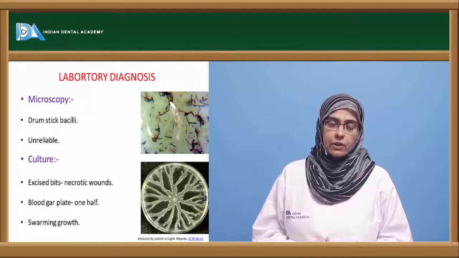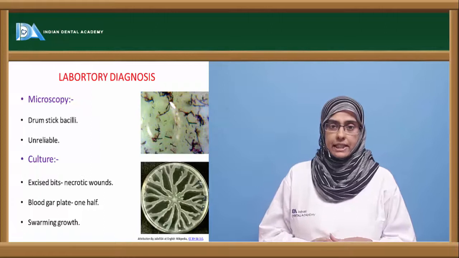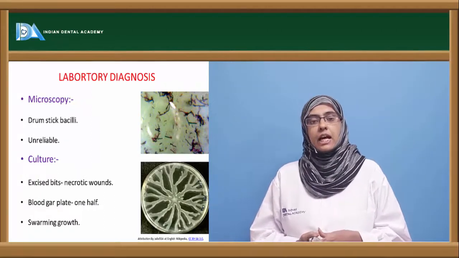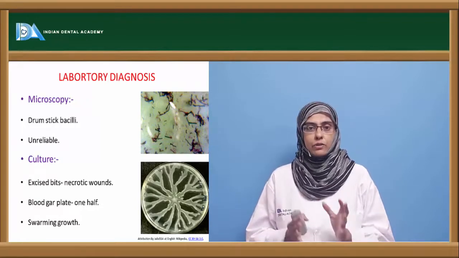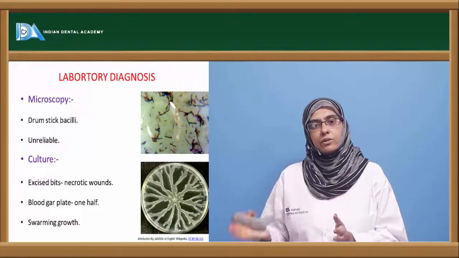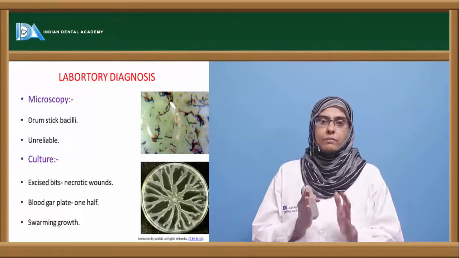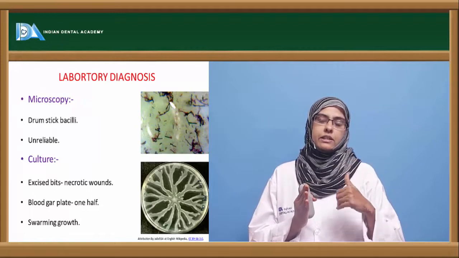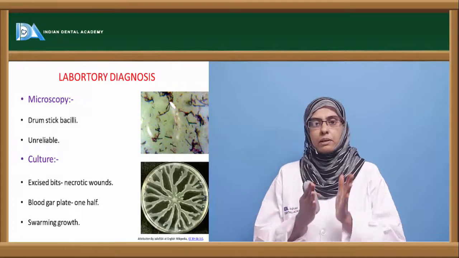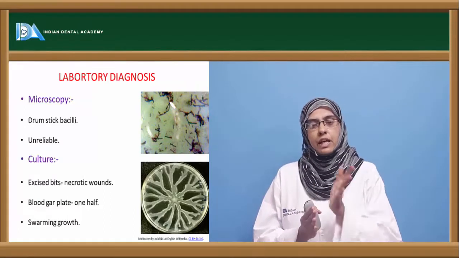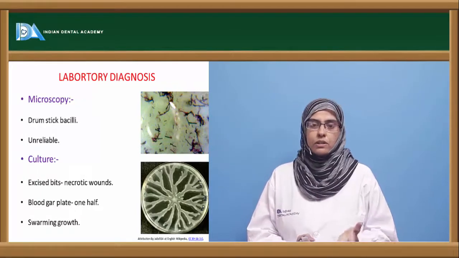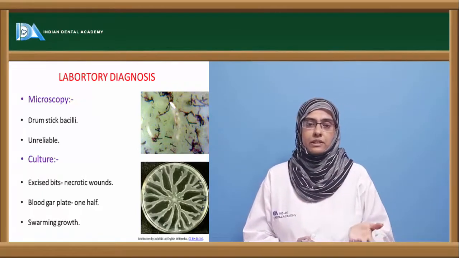For the culture, we need to have a specimen. The specimen here is an excised piece from the necrotic areas of the wounds, which is initially inoculated on a blood agar plate. One thing to remember is that the blood agar plate is divided into 2 parts. On one part of the plate, the organism is inoculated, because the organism has the ability to swarm and move to the other part. So only one part of the blood agar plate has to be inoculated so that the swarming takes place at the other end. As we know, the growth is not easily identified in the surface colonies.